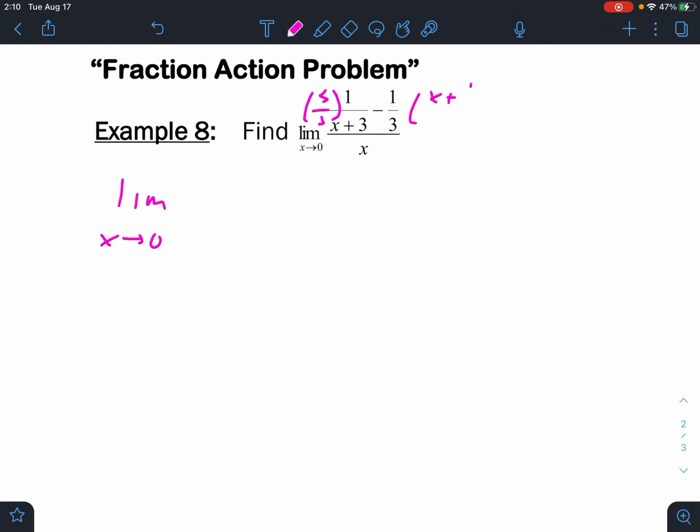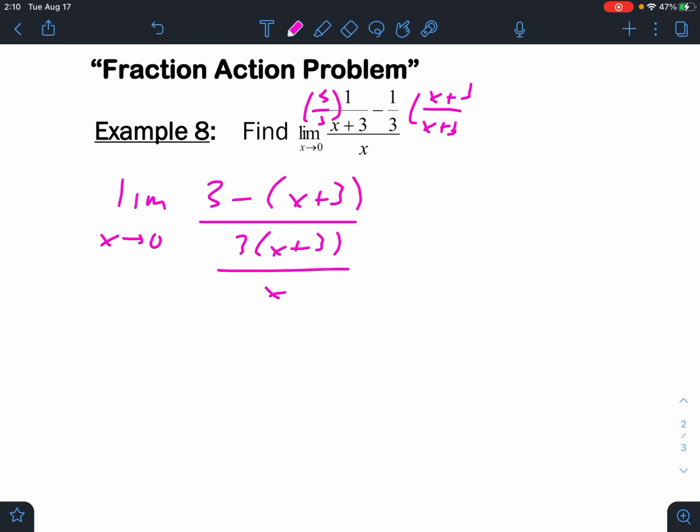Multiply this by x plus 3 over x plus 3. And we're left with 3 minus x plus 3 over 3 times x plus 3 over x. And I'm going to put that x over 1. So remember to flip and multiply here in the next step.